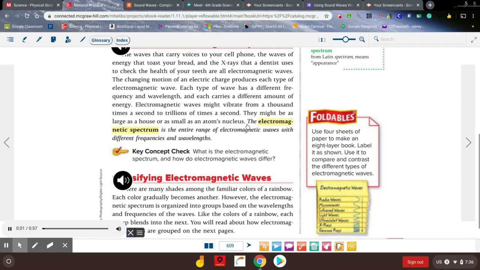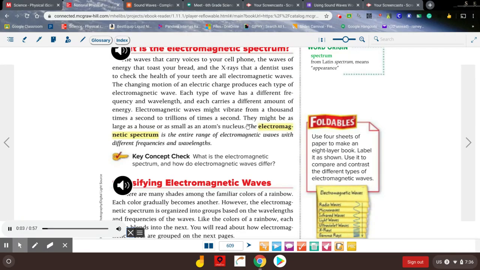What is the electromagnetic spectrum? The waves that carry voices to your cell phone, the waves of energy that toast your bread, and the X-rays that a dentist uses to check the health of your teeth are all electromagnetic waves. The changing motion of an electric charge produces each type of electromagnetic wave. Each type of wave has a different frequency and wavelength, and each carries a different amount of energy.